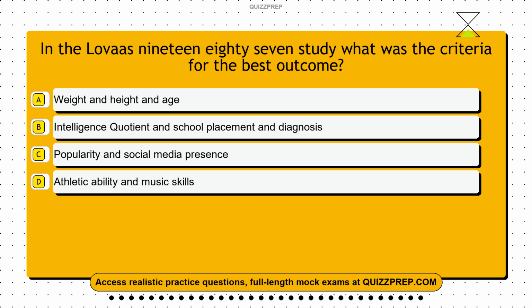Question 12. In the Lovaas 1987 study, what was the criteria for the best outcome? Option A, weight and height and age. Option B, intelligence quotient and school placement and diagnosis. Option C, popularity and social media presence. Option D, athletic ability and music skills.